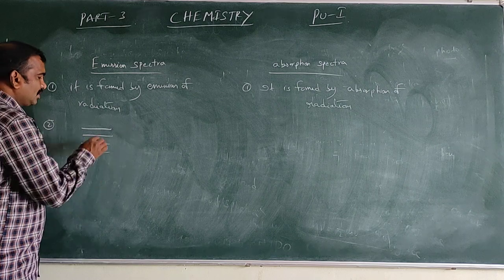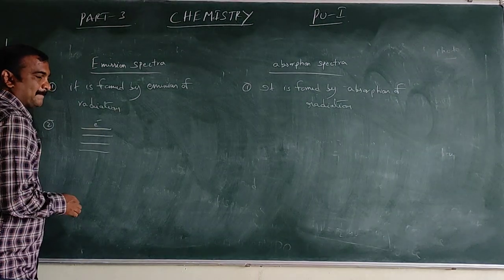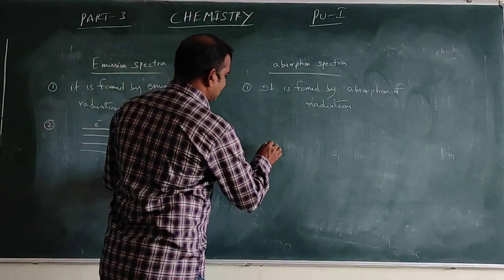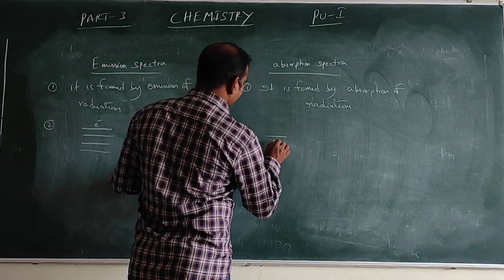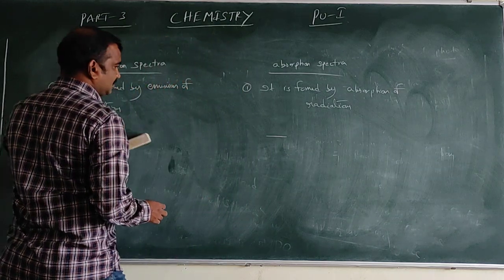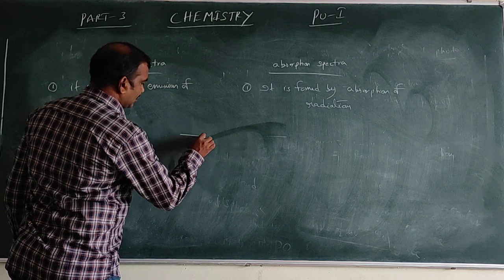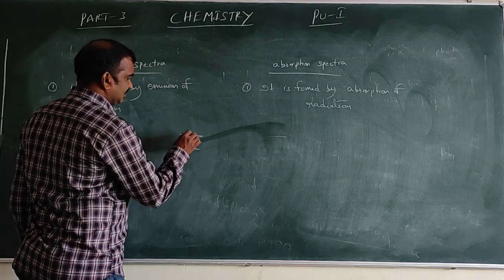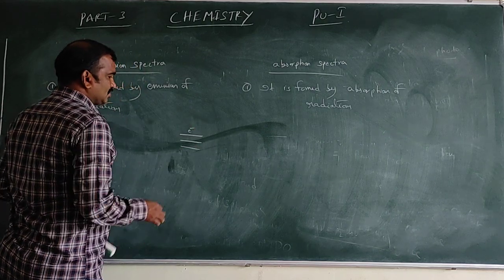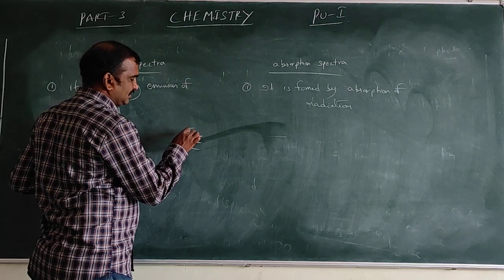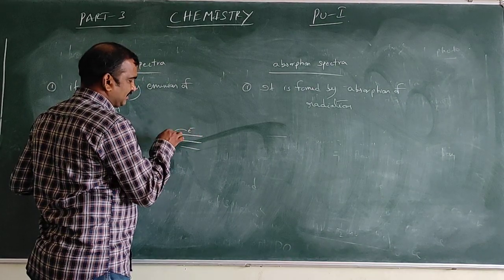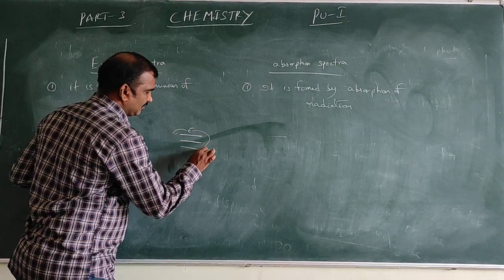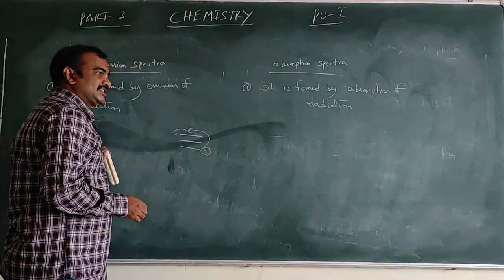If the electron is here, energy levels are like this. Electrons here, on de-excitation, will emit some energy. It will fall to a lower level. That is called de-excitation.